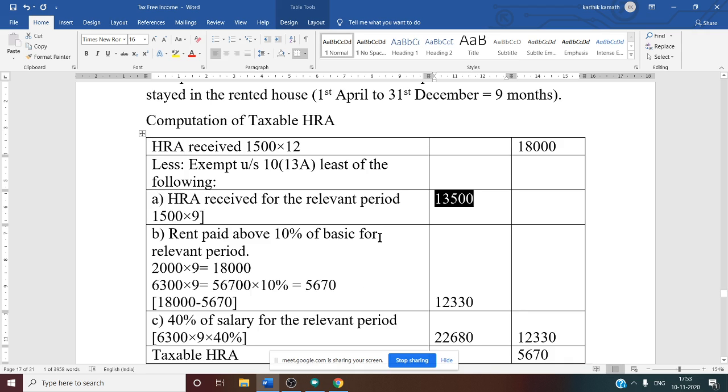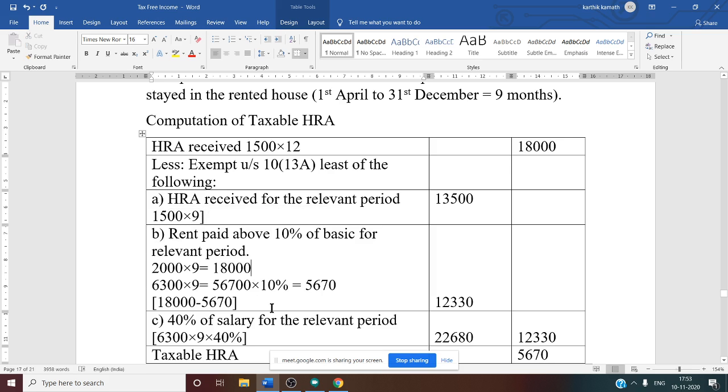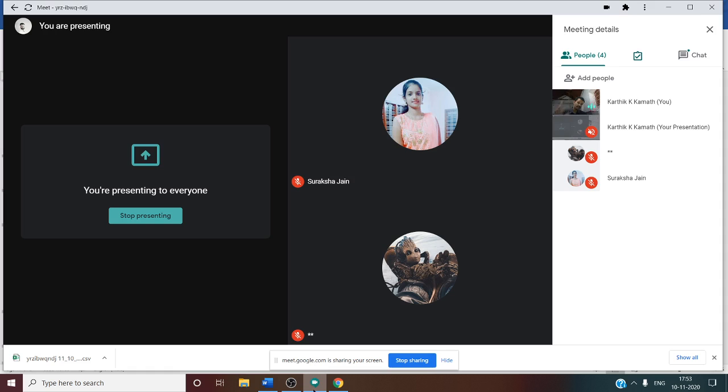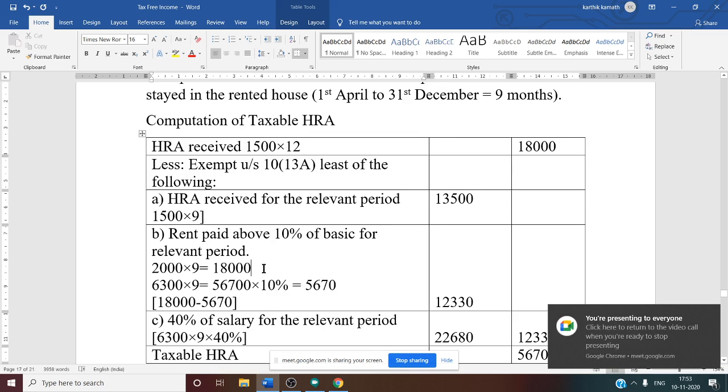Second one is rent paid above 10% of basic for the relevant period, that is nothing but rent paid minus 10% of salary. Again, rent paid and 10% of the salary we have to calculate on the basis of the relevant period only, because the second condition also mentions the relevant period. That is why the relevant period is 9 months, so we have to restrict our calculation to 9 months.